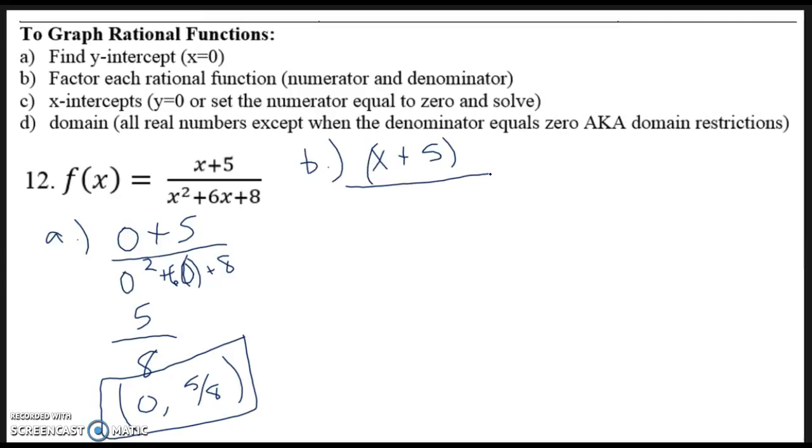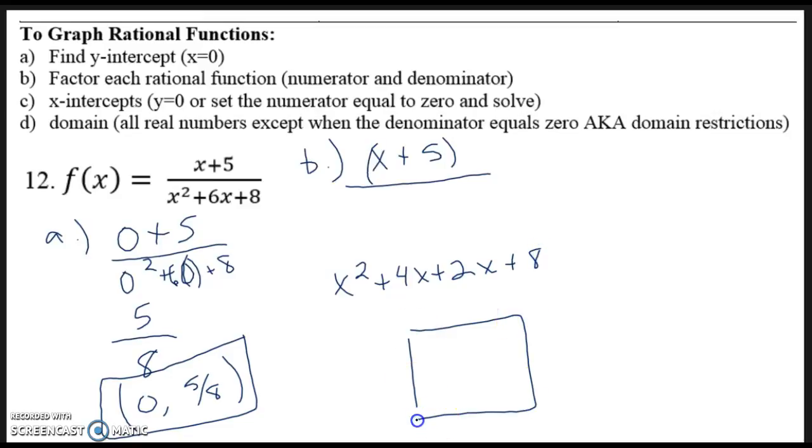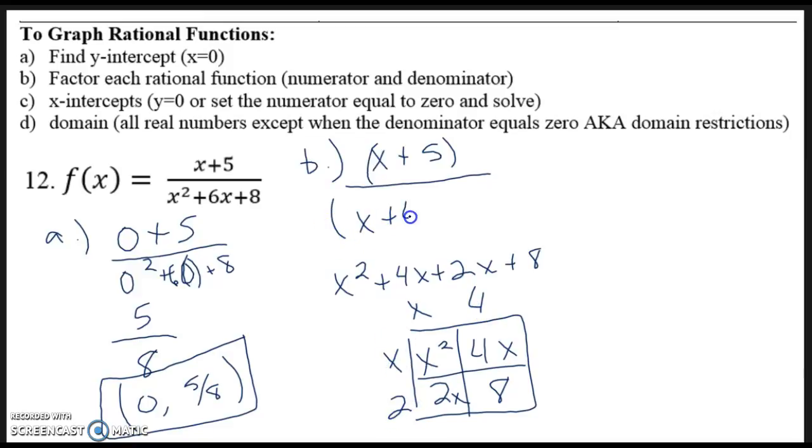So I've got, if I did my math, x squared plus 4x plus 2x plus 8. I'm going to box it real quick. X squared, 4x, 2x, and 8. I got an x and a 4. I got an x and a 2. So this is (x plus 4)(x plus 2). So I have factored it.